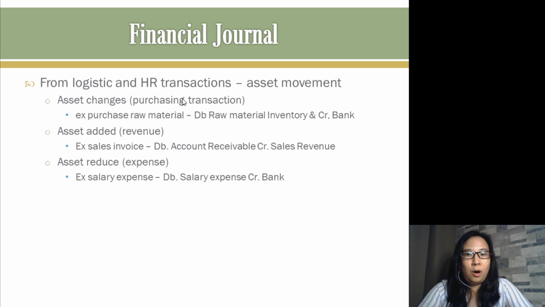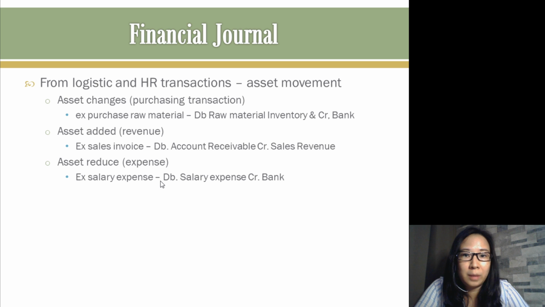But when we gain something, meaning when we get revenue, we put the asset on the debit and the revenue on the credit side. And when we lose something, or when we need to pay an expense, we put that expense on the debit side, and the credit will be filled with the asset. Okay, so these are the three things that you need to remember later when you create the business process.